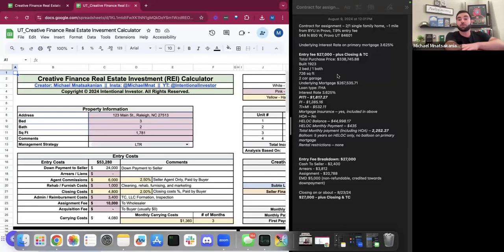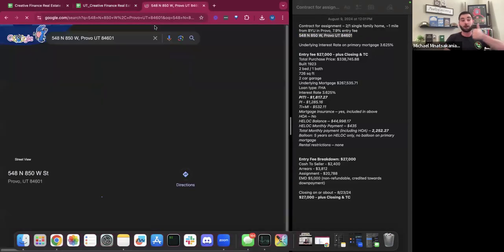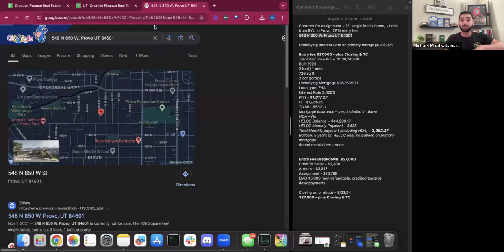This was a 2-bedroom, 1-bath, single-family home right near BYU in Provo, Utah. So the first thing we can do is look up the property. It's a 2-bedroom, 1-bath, so I'm assuming already it's only going to work as a long-term rental, mid-term rental, or short-term rental. It's not going to work for a rent by the room or pad split or a sober living home. 2 of my 5 strategies would not work on a property like this, but it could work really well for other strategies. Looks like there's a great 3.625% interest rate underlying mortgage.